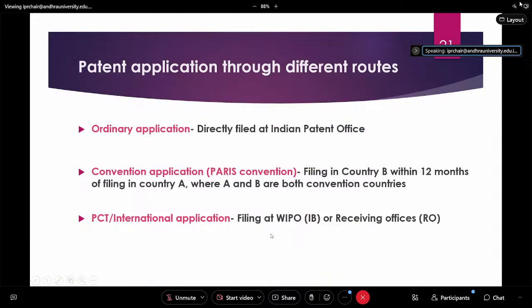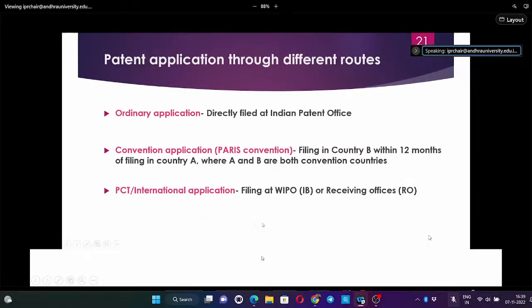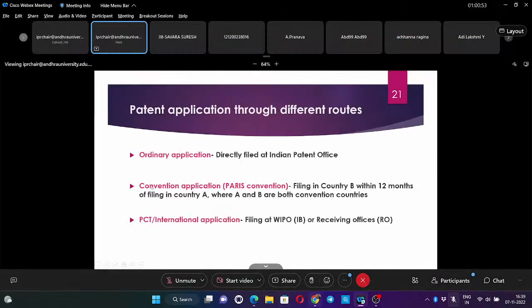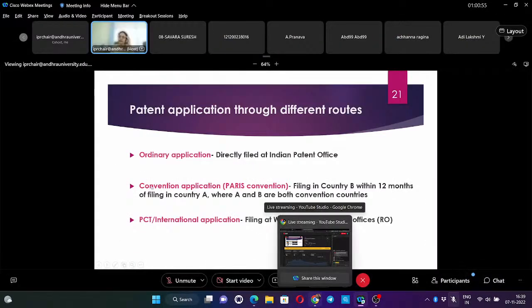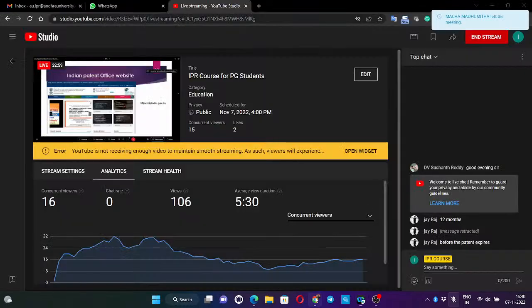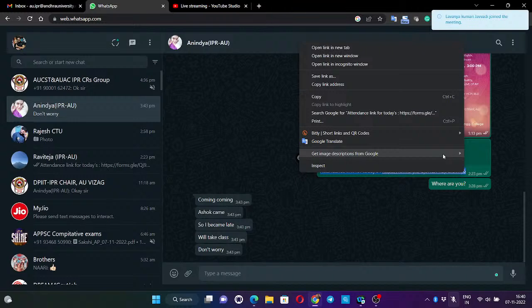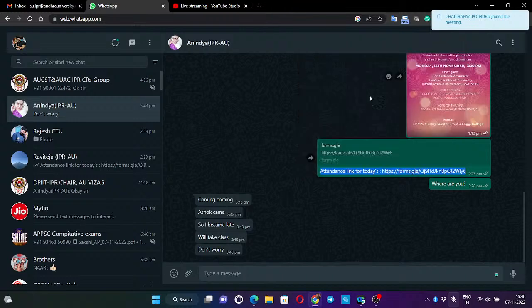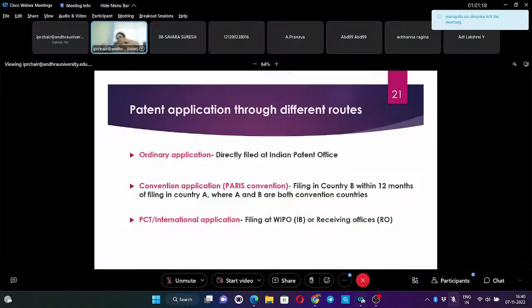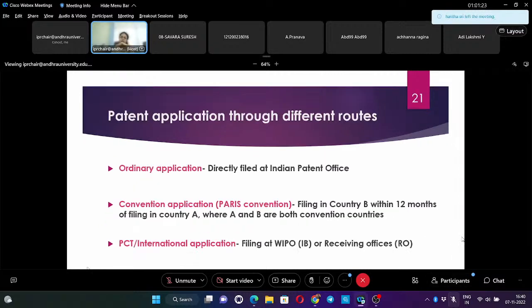Okay, so we have already gone through all these patent applications through different routes. An ordinary application is the one which is directly filed at the patent office. A conversion application is, again, the same thing, 12 months, that is just the term of an international application. You can file at WIPO, the World Intellectual Property Organization, also called IB, the International Bureau, or at the receiving office. So in India, you can file in any patent office, that will be called a receiving office.